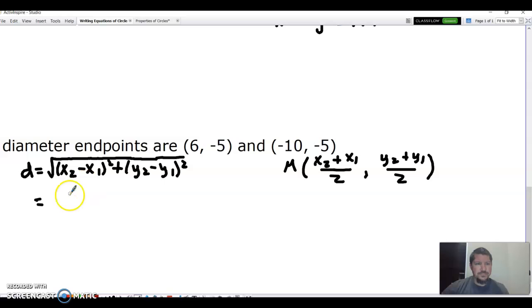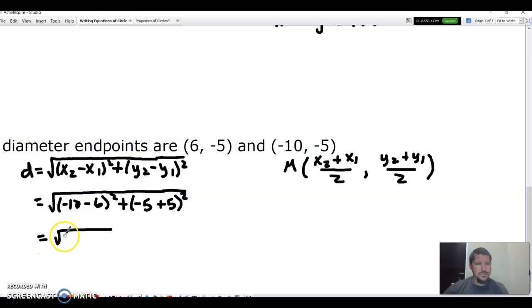Alright, so x is −10 minus 6 squared, plus −5 minus −5, or plus 5, squared. Alright, so this is going to be (−16)². That's 0. So this becomes really 16 at this point.